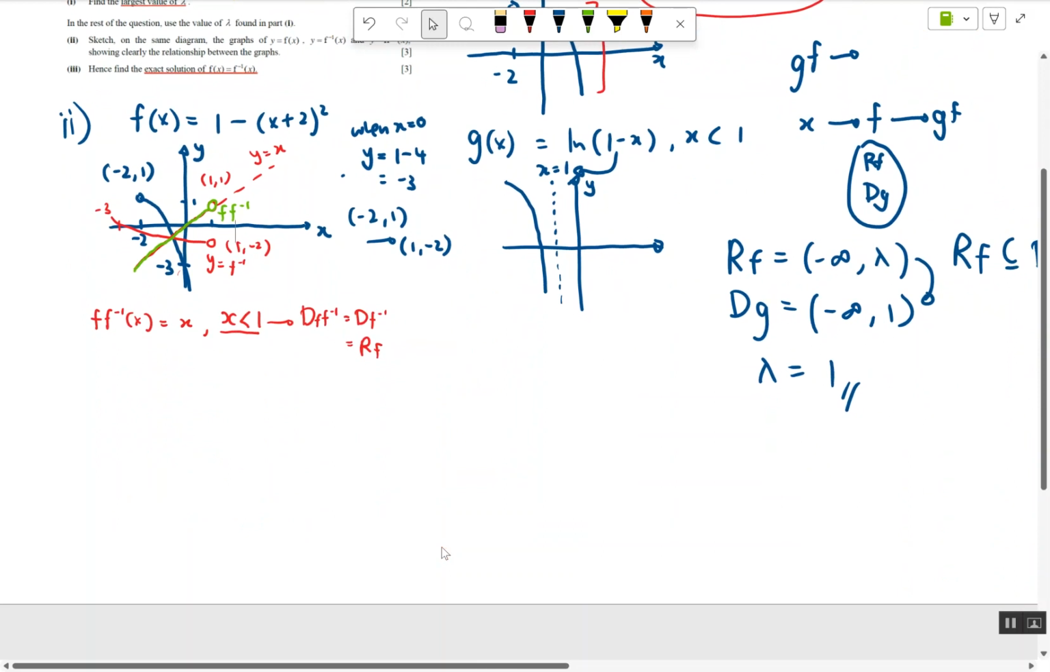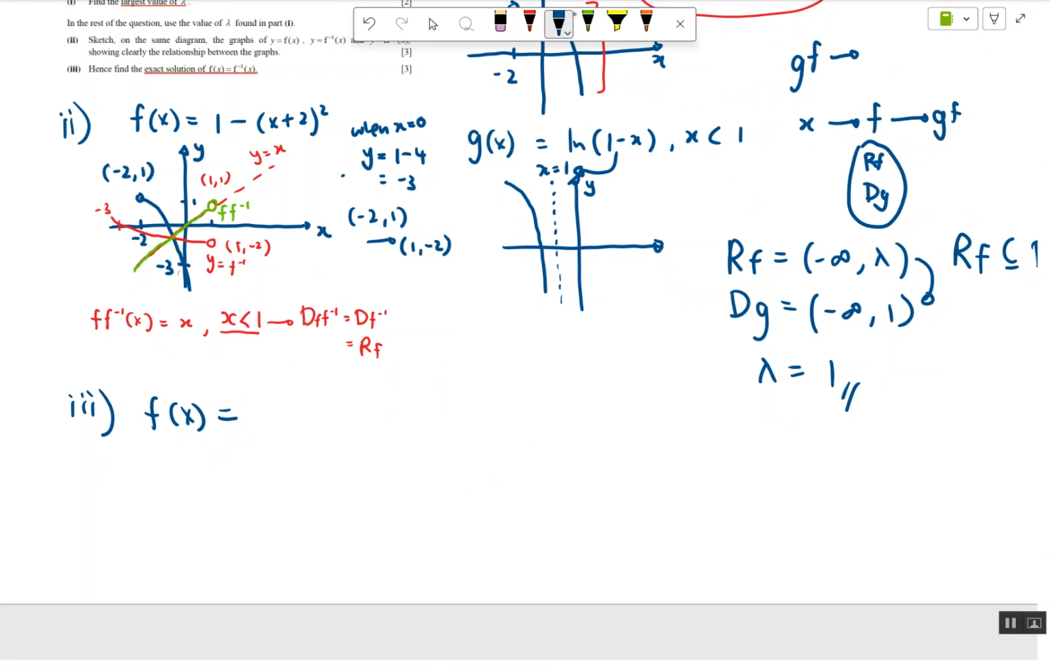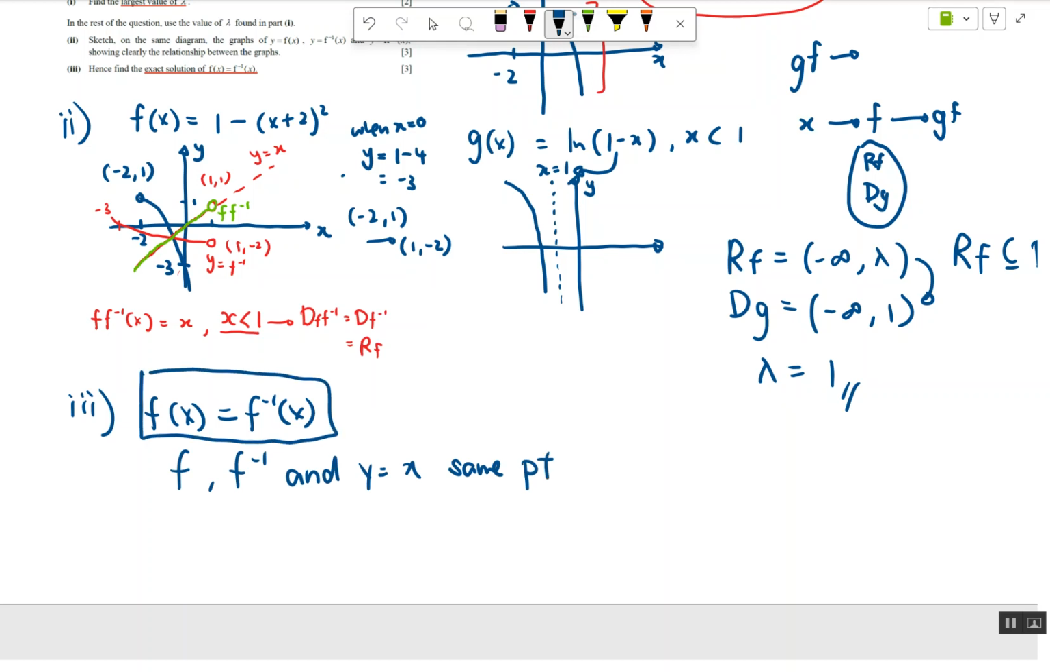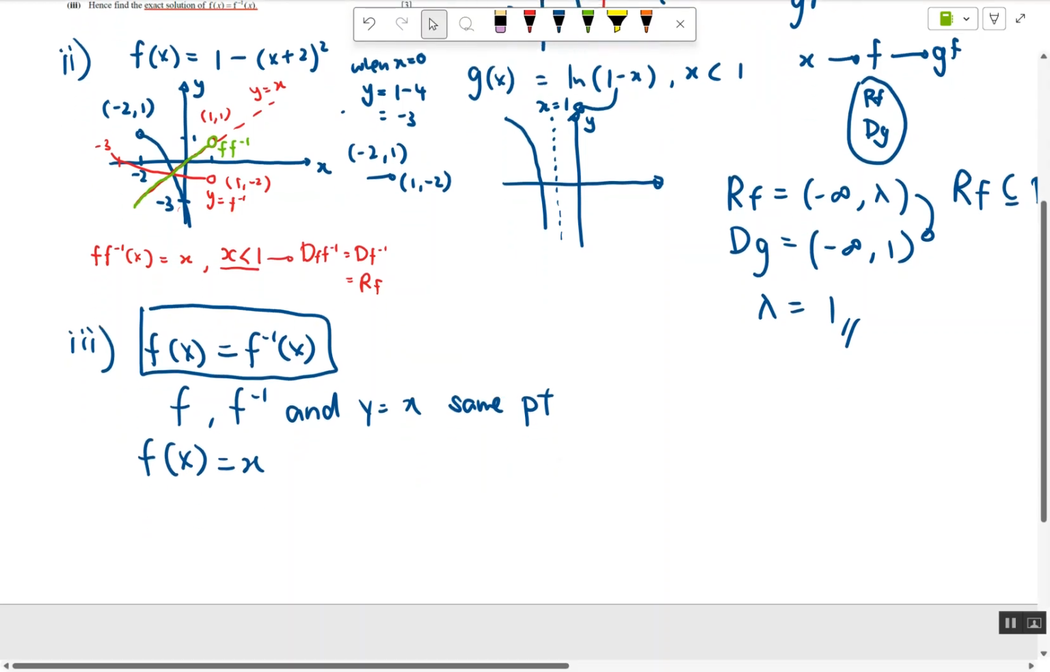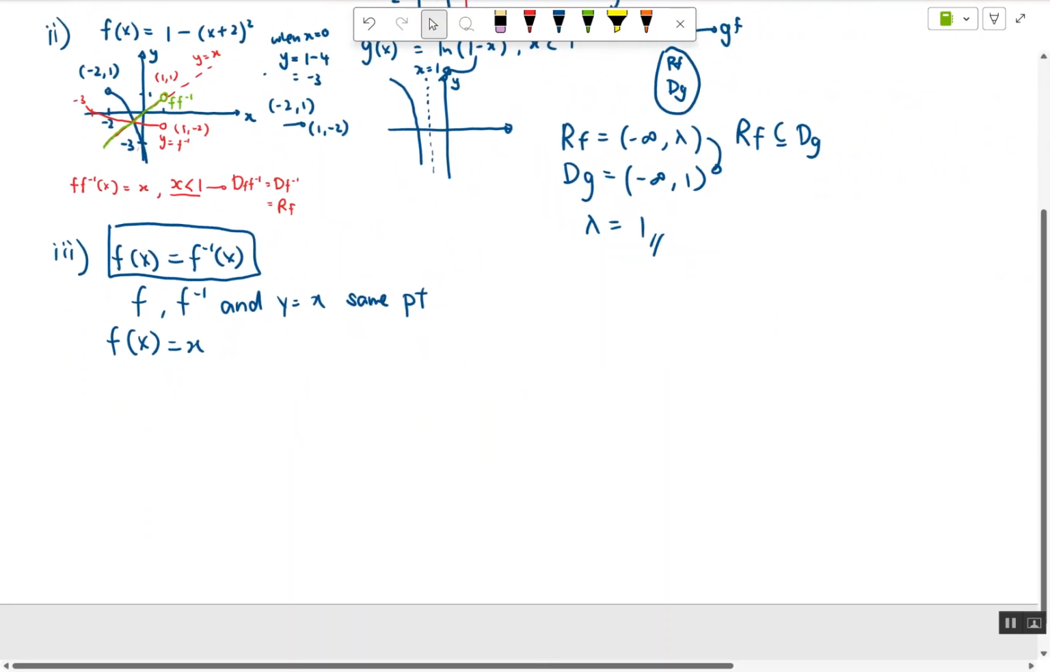And the next part many students screw up is when you want to find f(x) = f inverse(x). At this point, the question didn't ask you to find f inverse at all. So you must know that, look at the graph: f(x), f inverse, f f inverse, and y = x. They all intersect at the same point. So when you see this kind of question, always just say this is the part where f(x) = x. The question wants an exact answer. All I need to do is to equate f(x) = x.